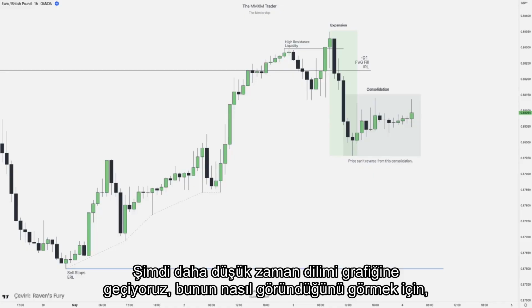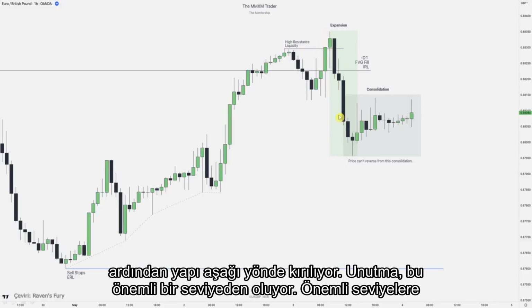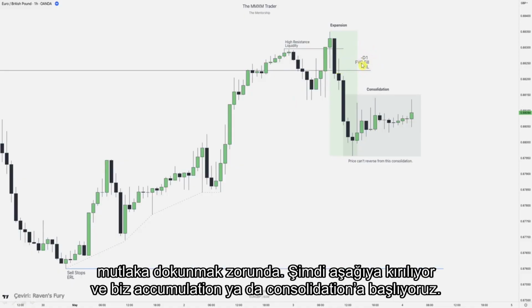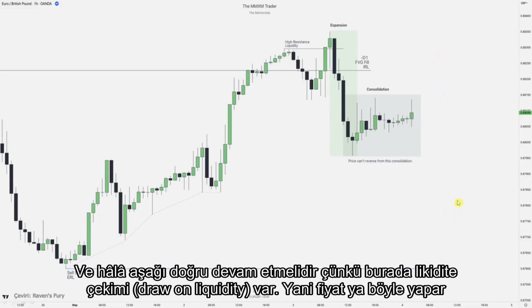Now we're going into a lower time frame chart to see how that looks, right? We have a high resistance liquidity run up here, order pairing once again, and then breaking down structure lower. And remember, it's of a key level, right? It has to hit a key level. Now breaking down lower, we start to accumulate or consolidate. So price cannot reverse from a consolidation, right? If it were to do a fake move up, it is manipulation and we should still continue down lower because this is the draw on liquidity.